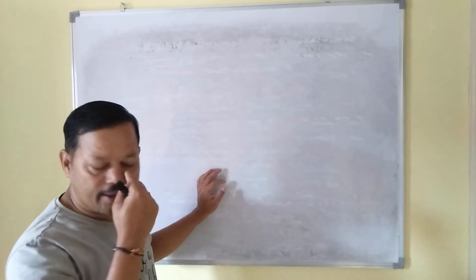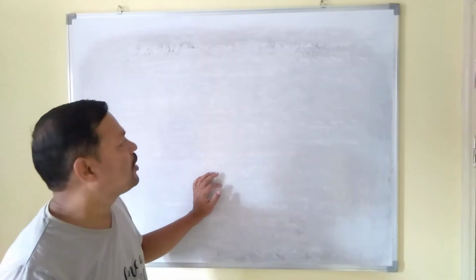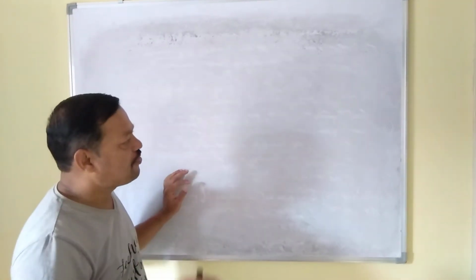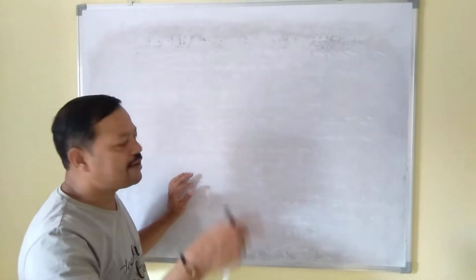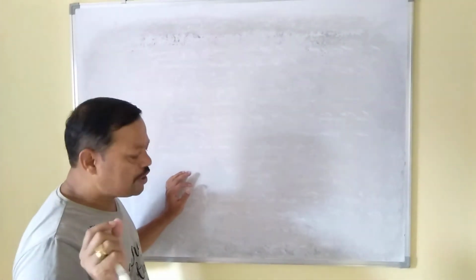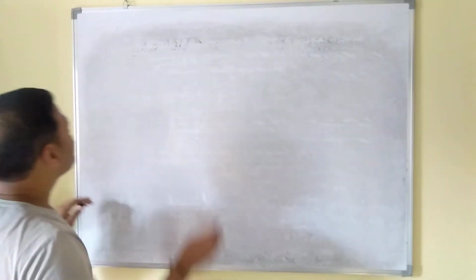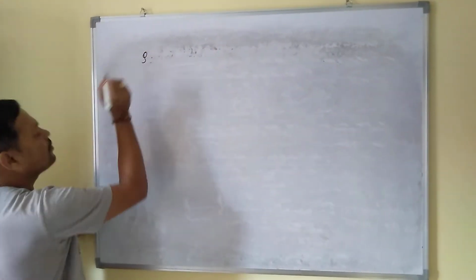In the last class, we have done the Bohr model of atom, and we have determined how to determine the energies of different orbits and the radius of different orbits. So today we will do some numericals based on that energy or radius. For example, this is one of the questions.